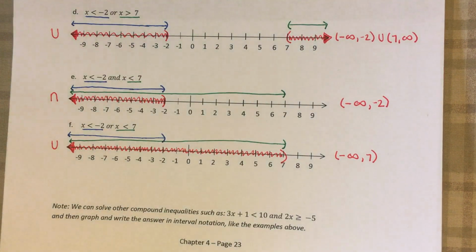And there is a little note down here at the bottom. We can solve other types of compound inequalities. So if we see something such as 3x plus 1 is less than 10 and 2x is greater than or equal to -5, we would solve each one individually, and then we would show our statements, and pay attention to whether or not we have the word and or or in between there, and then once we have that done, make sure that we get the correct interval notation in there as well.